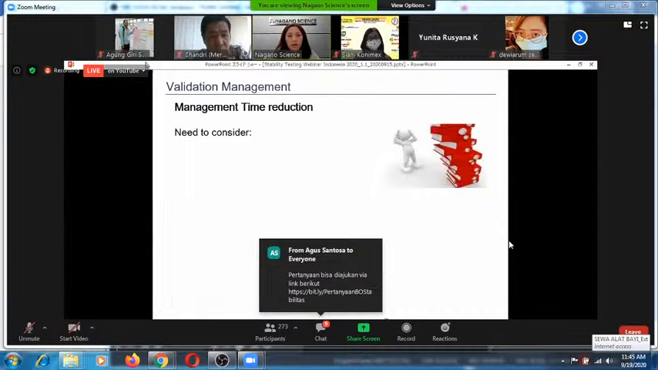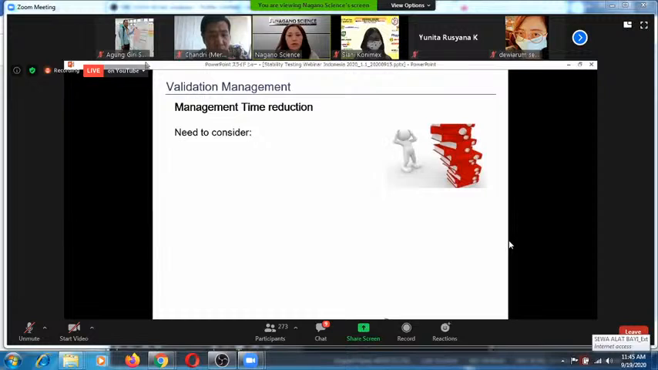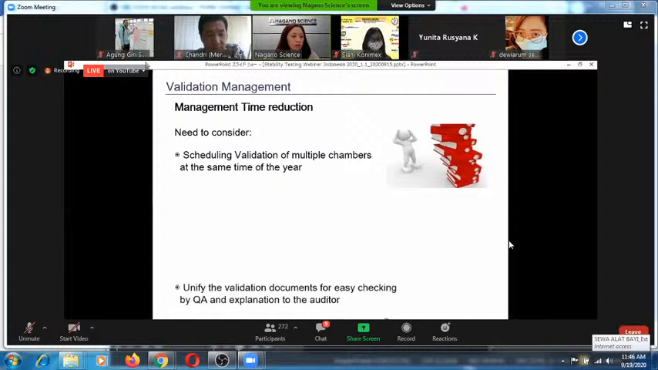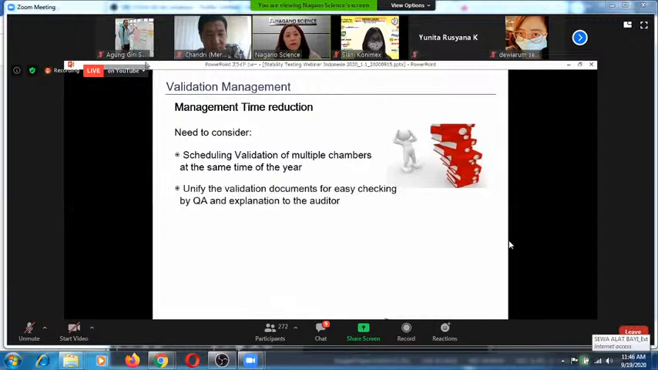And management time reduction with regard to validation management. When you have many different types of chambers and types of drugs, you have to schedule the validation of multiple chambers at the same time of the year. And unify the validation documents for easy checking by QA, and explanation to the auditor also has to be considered.